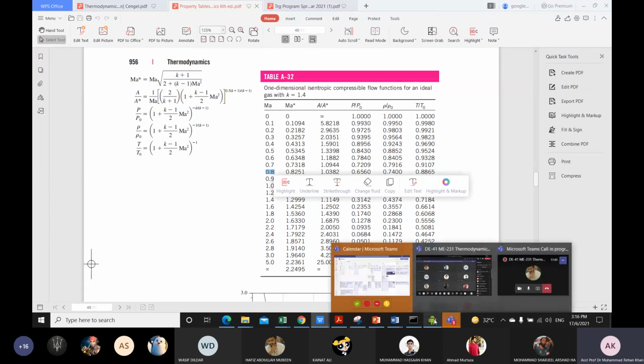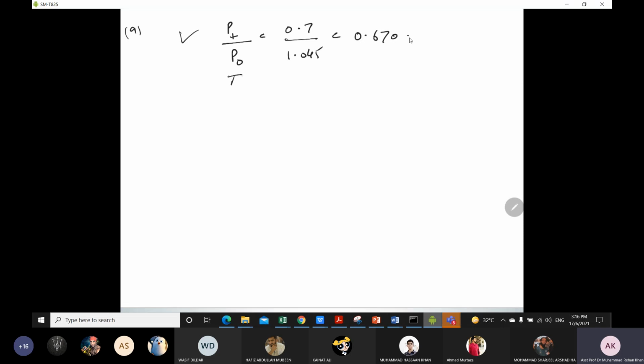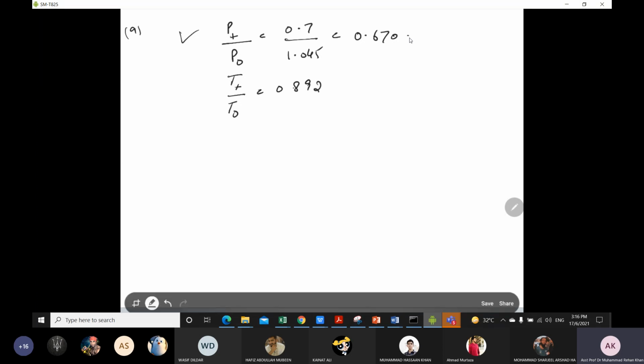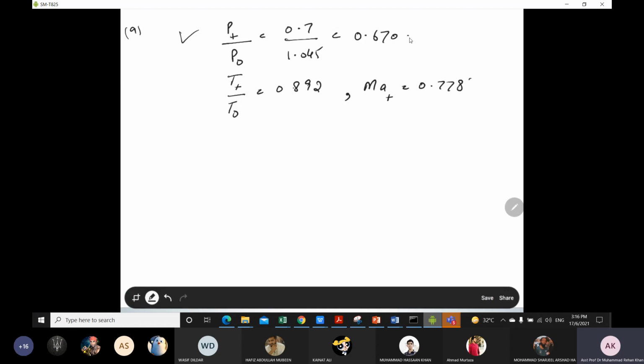Okay, so I'm just going back to the slide again. So Pt by P naught value is known to us, 0.670. So from the thermodynamic table, we get some values, that is throat temperature over stagnation temperature as 0.892. So this comes from interpolation, and then again interpolation, you get the Mach number at the throat as well, which is 0.778. Okay, so by just applying the interpolation.